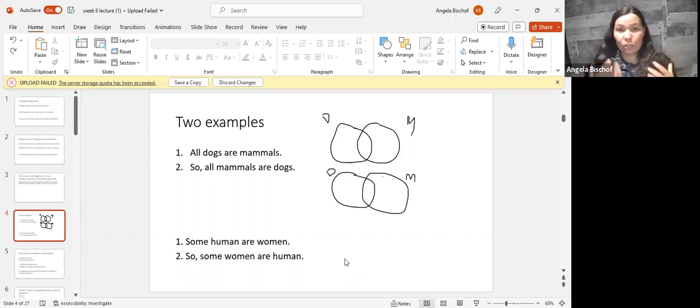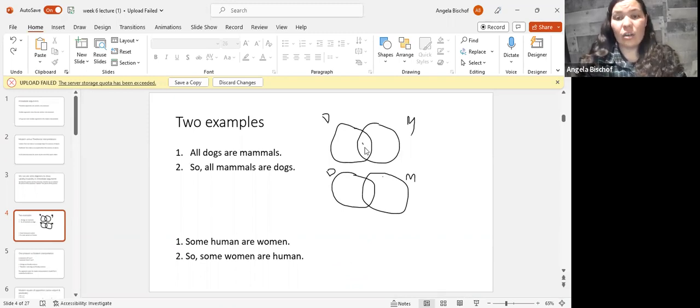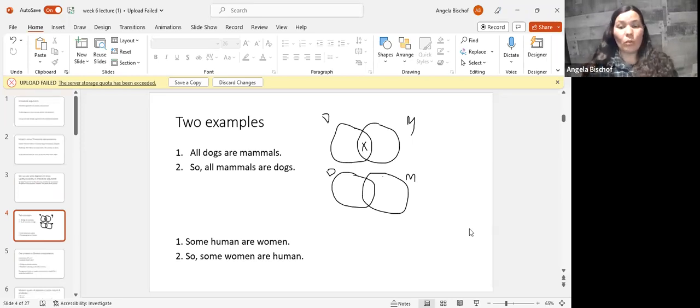This is an existential statement, which is supposed to be asserting the existence of something, and we'll get back to that in a minute. But something's a human, and that something's also a woman. That's what that statement is saying. So I draw my X in the middle, because that's that one thing that's both a human and a woman.